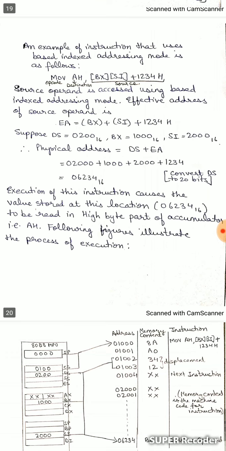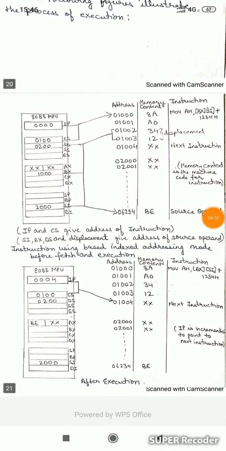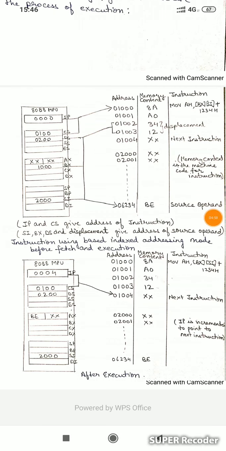So you can see the calculation of physical address. Again, the contents of DS, that is the segment base address, will be added to the contents of BX and SI and displacement to give you the address 06234. You can see the figure that follows. IP and CS combine to give you the address of the instruction MOV AH, [BX][SI plus 1234]. Memory content denotes the machine code for this instruction. The content of DS is being added to BX and SI and displacement to give you the physical address 06234.